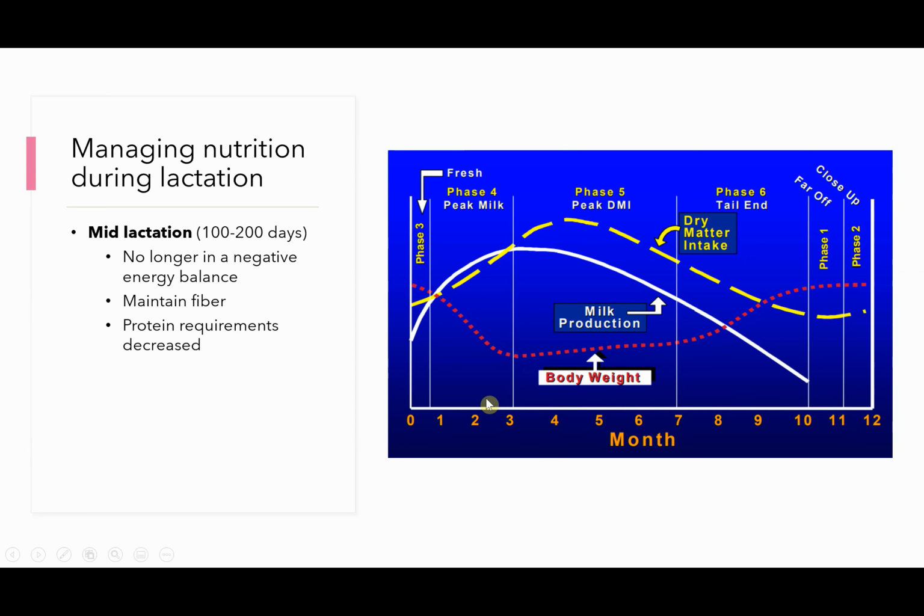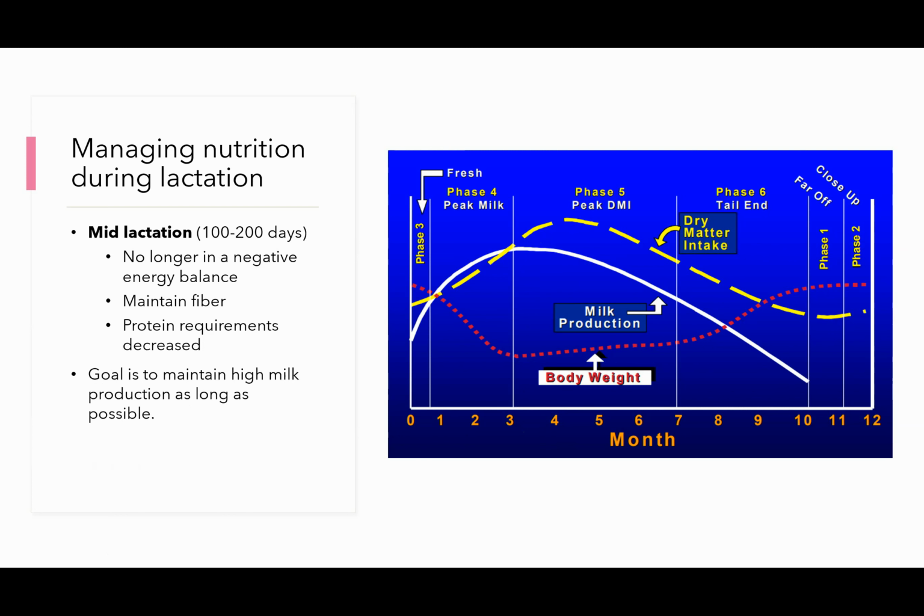In mid-lactation, days 100 to 200, that would be in here. There's no longer a negative energy balance. You can see that the dry matter intake has surpassed the milk production line. At this point, it's important to make sure a producer will maintain the fiber, but the protein requirements for these animals have decreased.